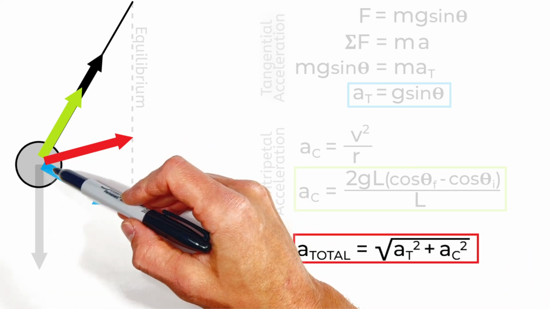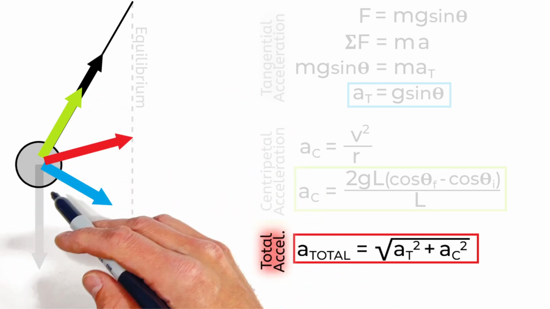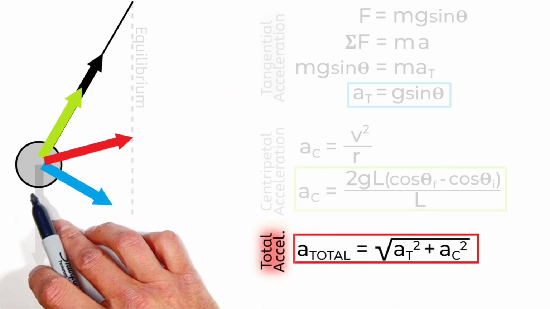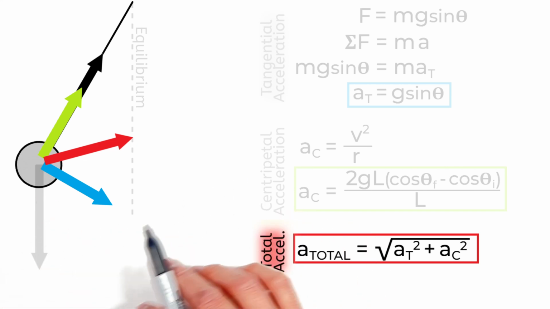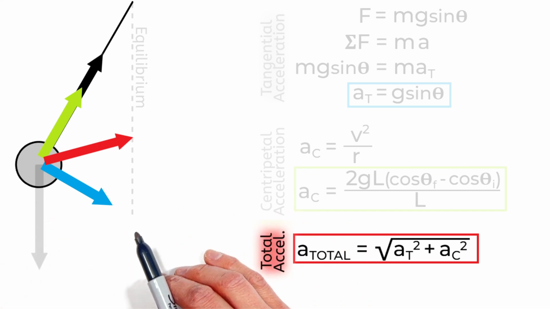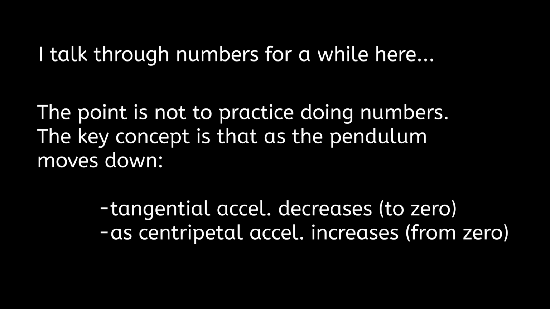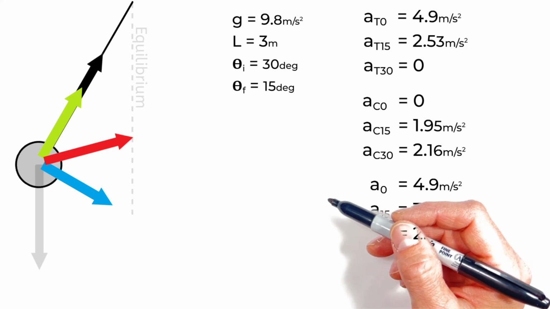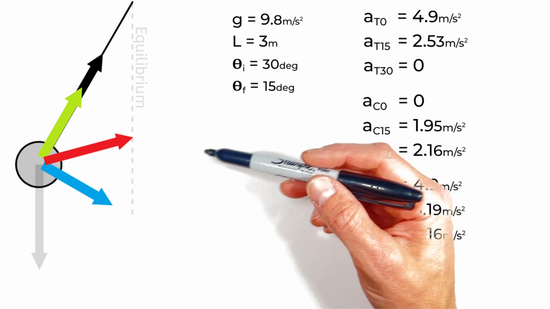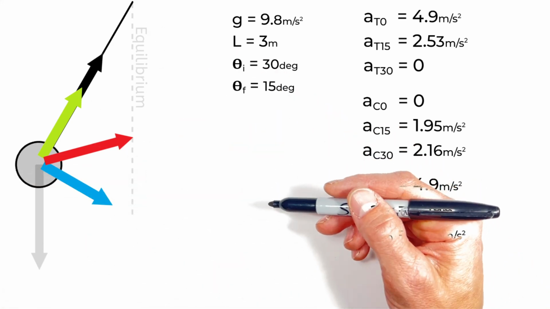You see, the centripetal acceleration is always along the string, and the tangential acceleration due to gravity is always tangent to this arc, or parallel to the direction which the bob is traveling. So to get the total acceleration, we're just going to use the Pythagorean theorem. So going back to putting values in this problem here, taking our 3-meter long pendulum and pulling it back 30 degrees. Working out the numbers, you'll see at 30 degrees, the tangential acceleration is 4.9 meters per second squared. But there is no centripetal acceleration yet because there is no velocity on this pendulum bob.